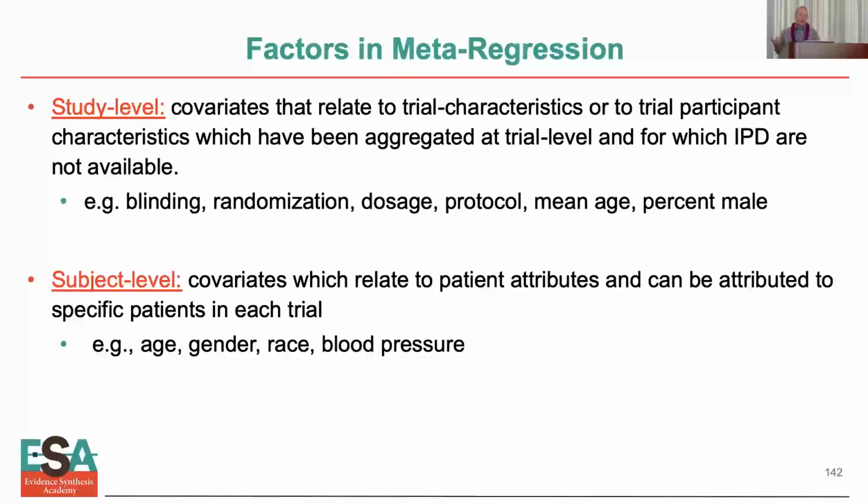Now, there are other covariates related to participants, like age and sex, which vary at the participant level and are subject-level covariates. Those you cannot address in meta-regression with study-level data because you don't have those data at that level. You would need the individual participant data. So if I wanted to relate the effect for each person to each person's age, then I need the individual participant data, and that's one of the advantages of having that.